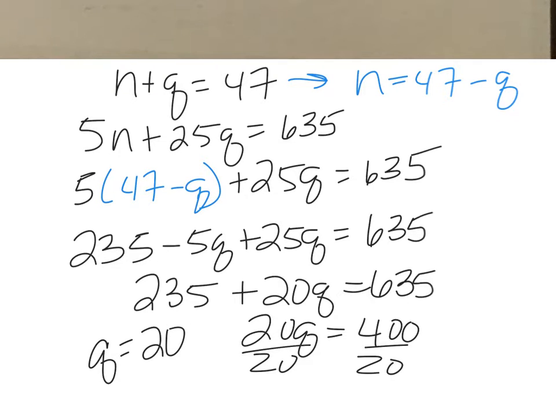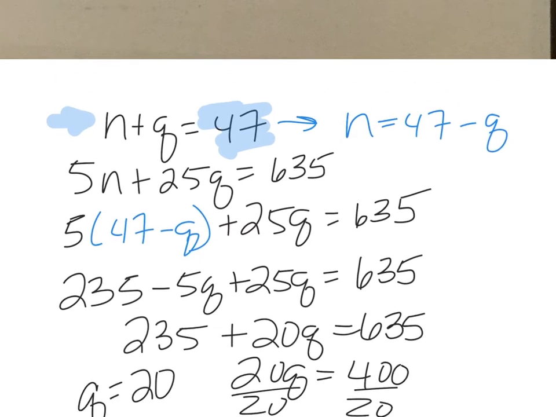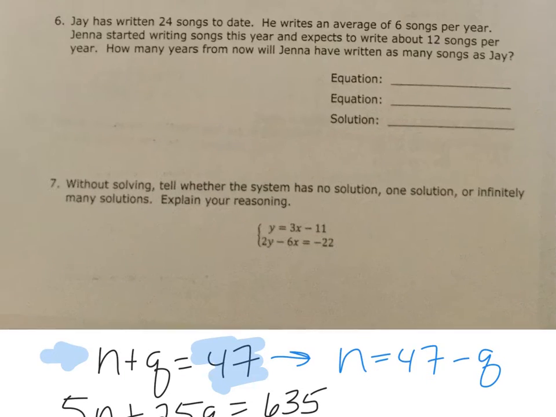So if I have 20 quarters, and I have a total of 47 altogether, that must mean I have 27 nickels. Okay, so I really substituted the 20 for the q back into this equation here. But I think, if you guys know they add up to 47 and you have 20, I'm pretty sure y'all can come up with 27. Okay, so let's go up here and write my answer.